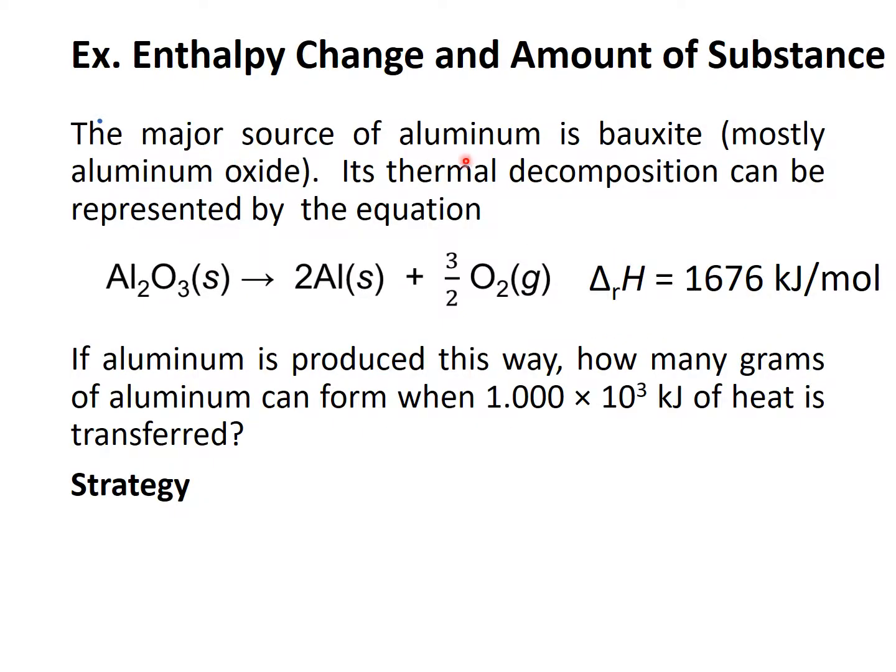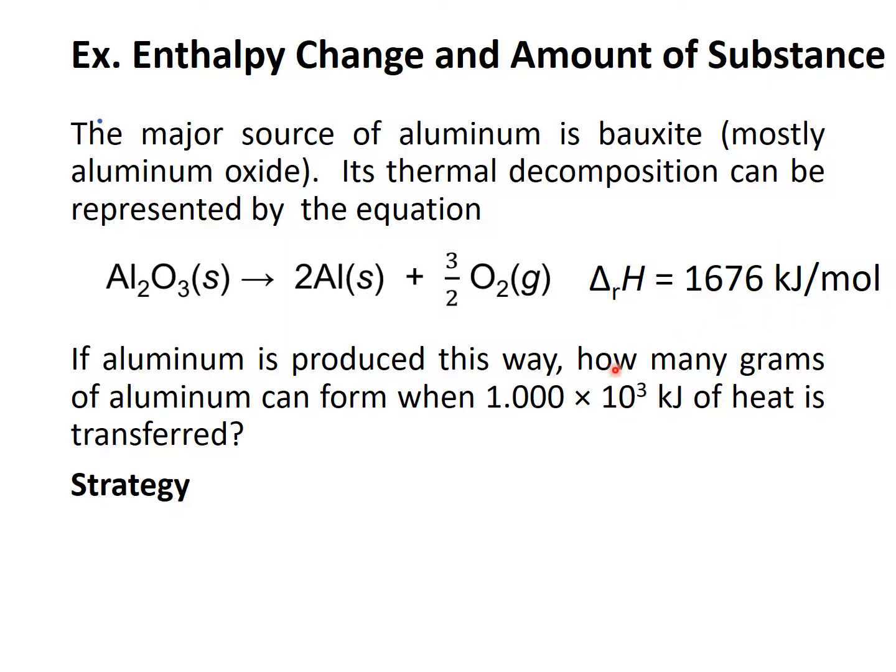The major source of aluminum is bauxite, which is a mineral known as aluminum oxide, which has the chemical formula Al2O3. Its thermal decomposition can be represented by the reaction shown here. Al2O3 decomposes to 2Al plus 3/2 O2. Delta HR for the reaction, or the change in enthalpy of reaction, is 1,676 kilojoules per mole.